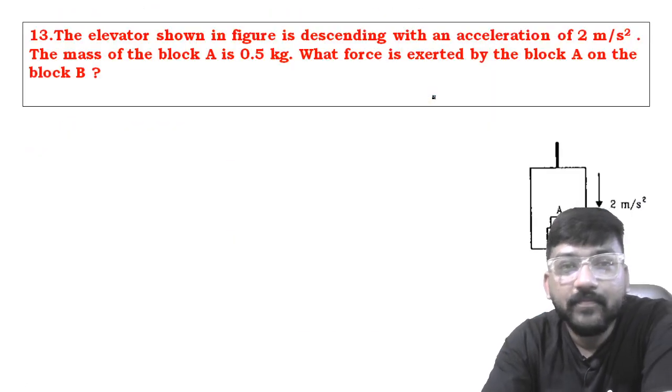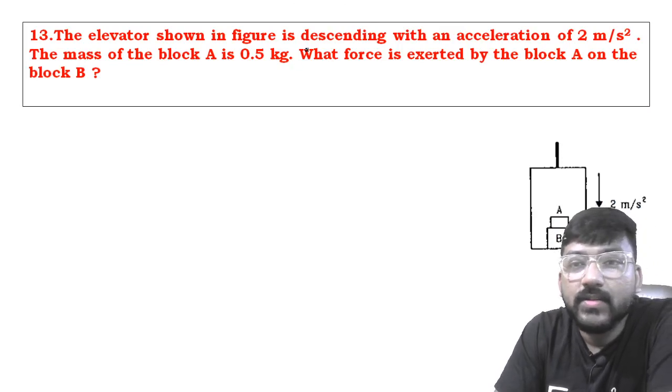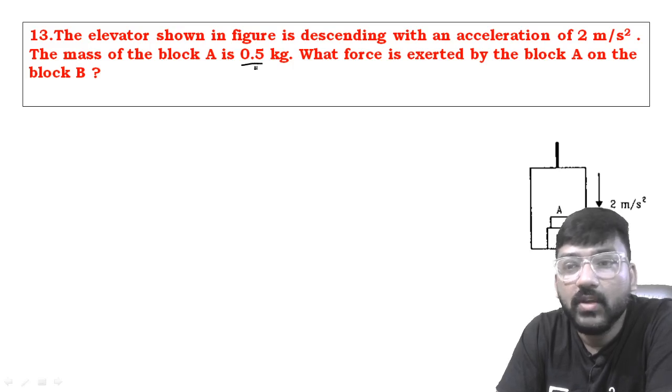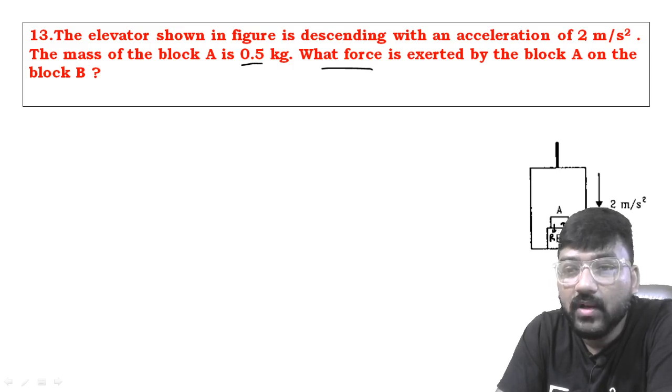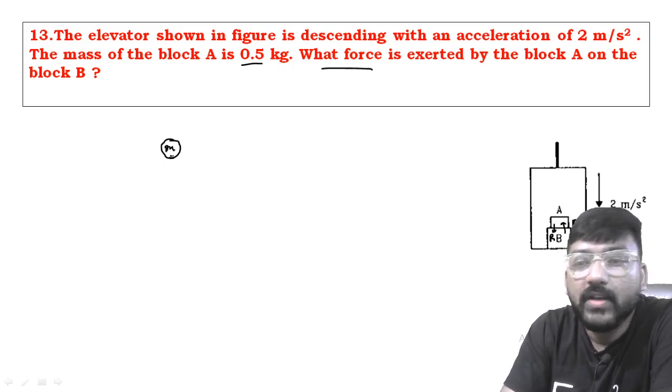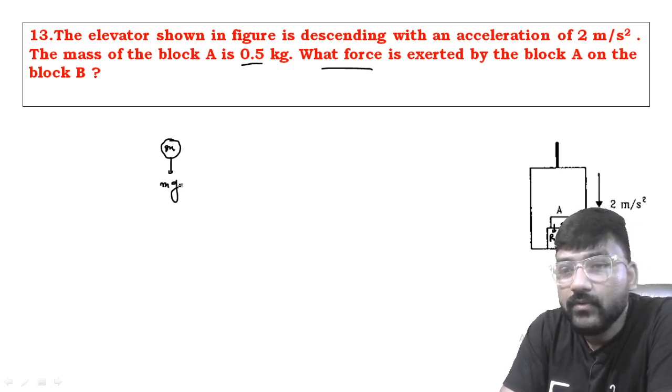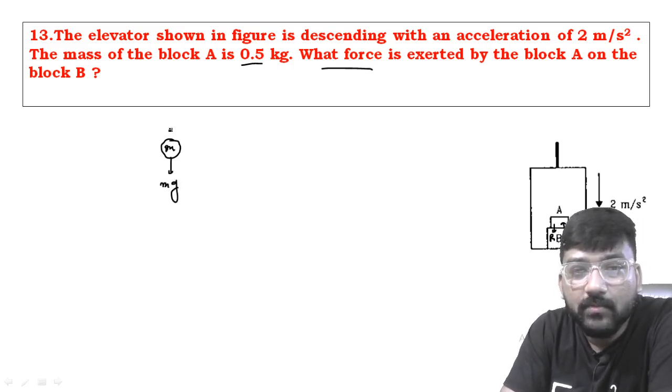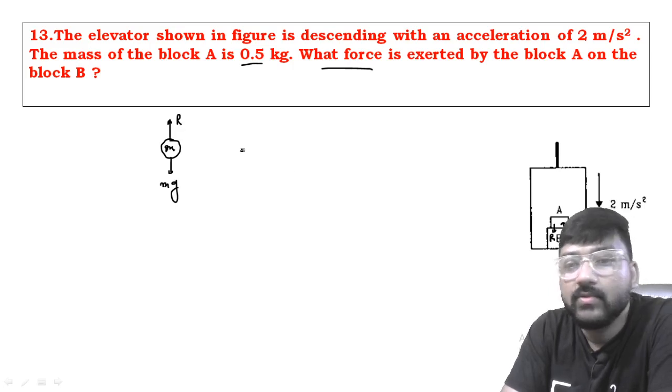Question number 13. The elevator shown in the figure is descending with an acceleration of 2 meters per second square. The mass of block A is 0.5 kg. What force is exerted by block A on block B? If the force exerted by block A on B is R, then B will react with the same force R. If you draw the free body diagram of A, mg will be acting downward, and a force R will be acting upwards on it. We have to find R.